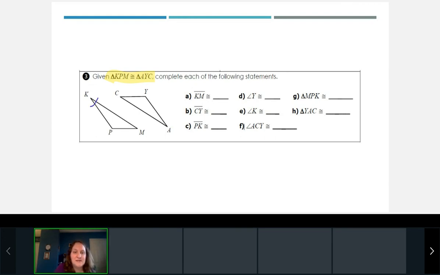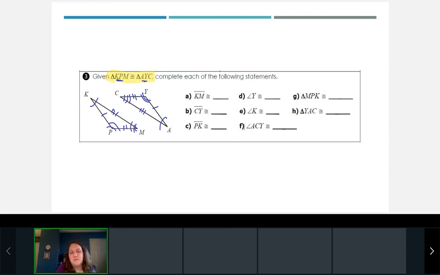So, like K is congruent to A, angle P is congruent to angle Y, and angle M is congruent to angle C. And you could look at the sides. KP and AY are in the same spot. So KP and AY are congruent. PM, YC are congruent. And KM and AC are congruent.